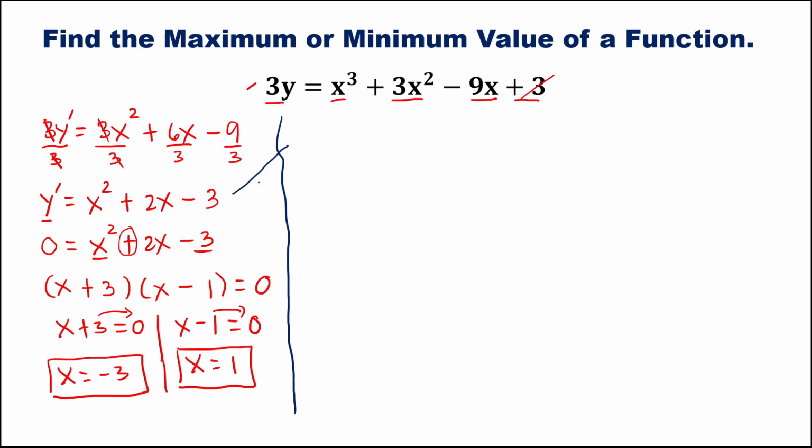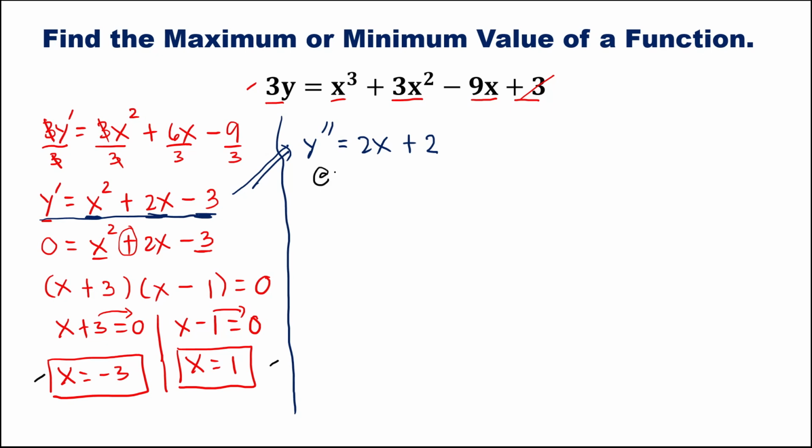So to find the second derivative from this first derivative, this becomes y double prime. So the derivative of x squared is 2x, then plus the derivative of 2x, this is 2, and the derivative of a constant is 0. So the second derivative is 2x plus 2. Then from this second derivative, we can now substitute the values for x.